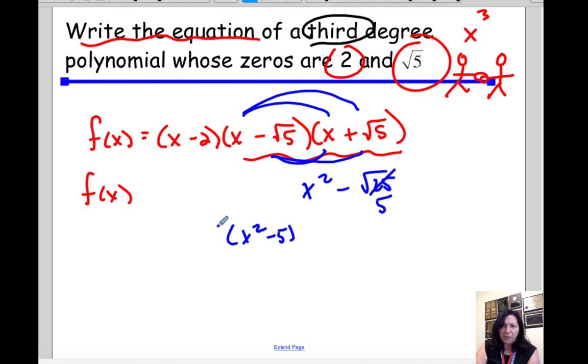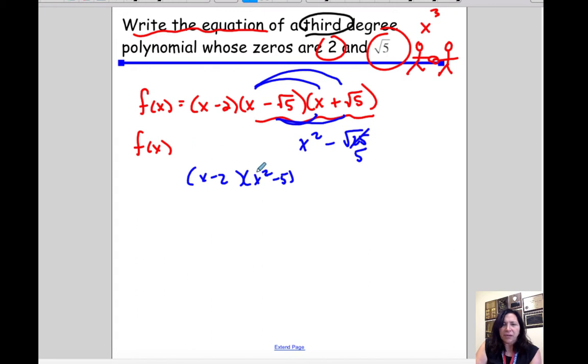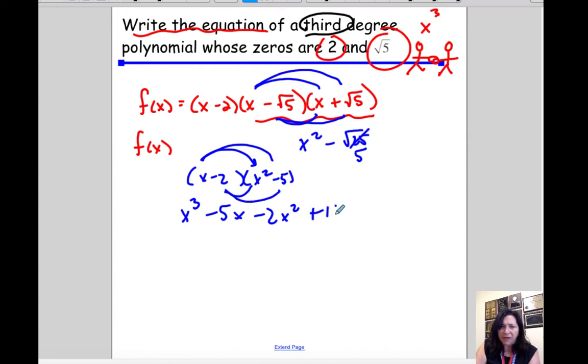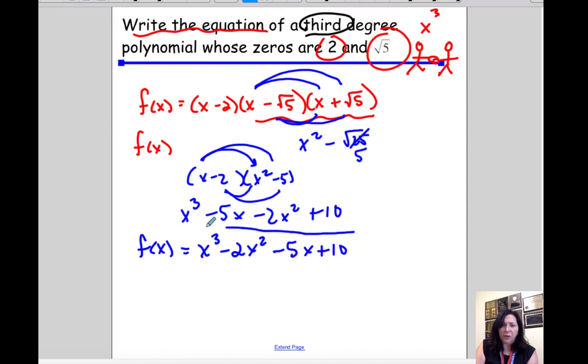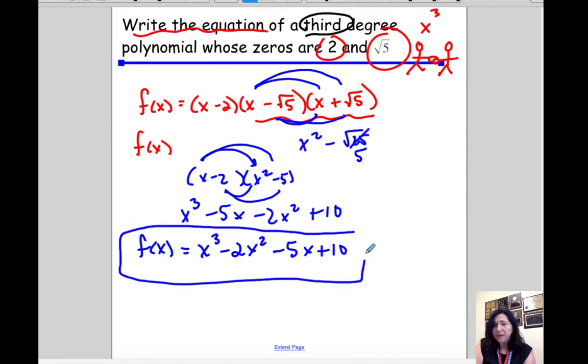And so that's going to be multiplied by x minus 2. Excuse me. And so let's get that working. Multiply this times this. So we've got x to the third power minus 5x minus 2x squared minus negative, so that's plus 10. So that means that f of x is going to equal x to the third power minus 2x squared minus 5x plus 10. And so the equation in standard form is this.